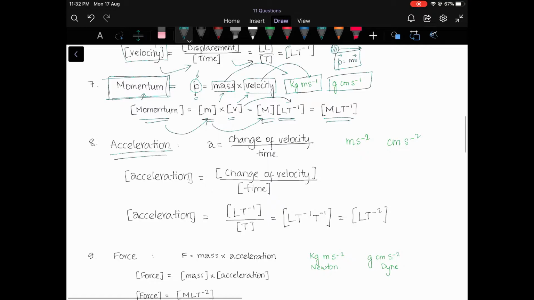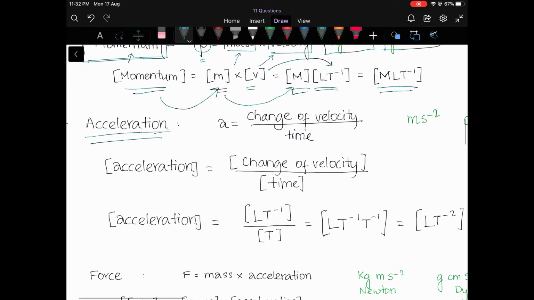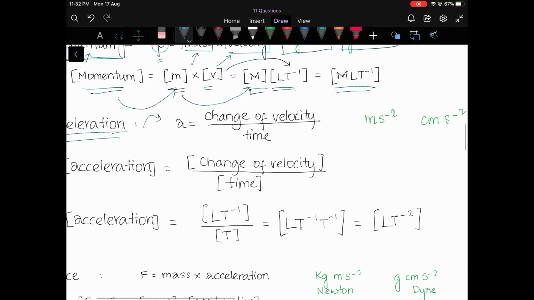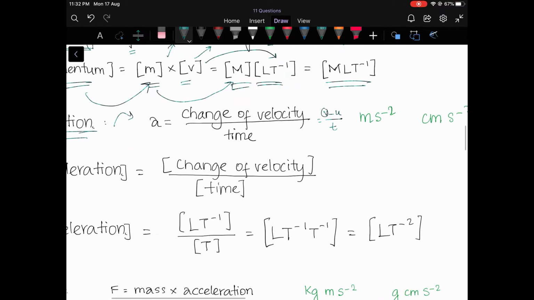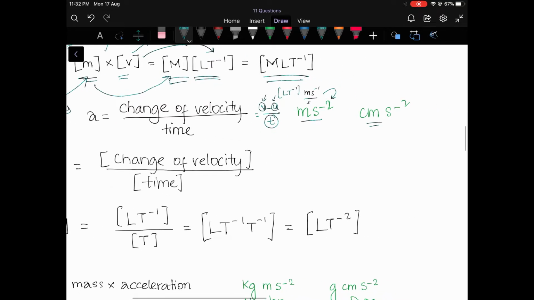Next we have acceleration, which you have learned in earlier classes, defined as rate of change of velocity by time. Now change of velocity simply means final velocity minus initial velocity by time. Now velocity, this v and this u, both are velocities, so they have dimensions of LT^-1 and are measured in meters per second. Then we have divided by time, so we are going to divide by seconds again. That's why we have a unit of meters per second square or centimeter per second square.